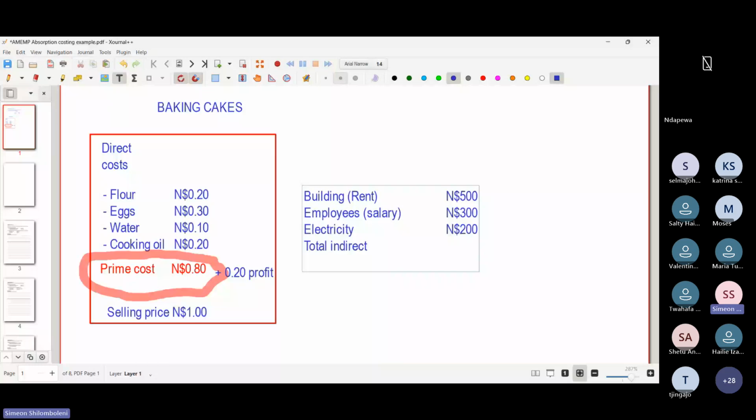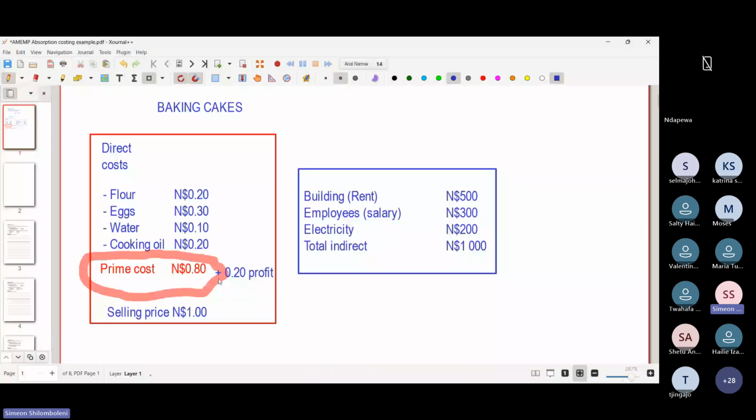Now, if you do not account for these costs, you will not be able to pay them with what you are getting here, because this $1, 20 cents is already for flour, 30 cents is for eggs, 10 cents is for water, cooking oil, and then your 20 cents profit. You won't be able to pay this.